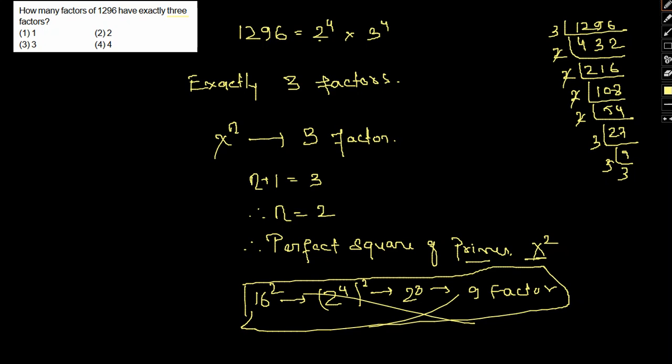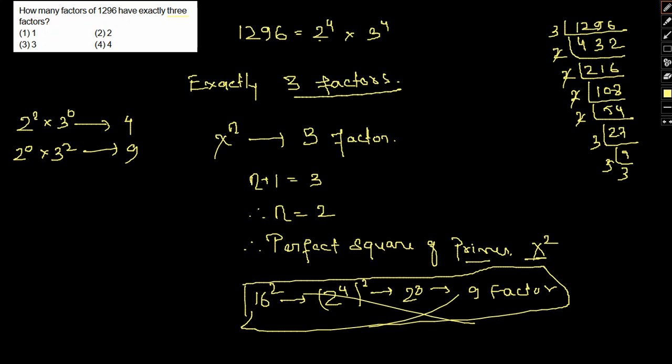In this regard, what we can have is 2 square into 3 to the power 0, and 2 to the power 0 into 3 square, because these are the only two possibilities, that is 4 and 9. Only these will have exactly 3 factors, and both 4 and 9 are factors of 1296. So we have only two such factors which satisfy all the conditions, hence our answer will be option 2.